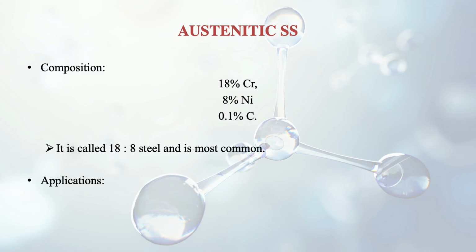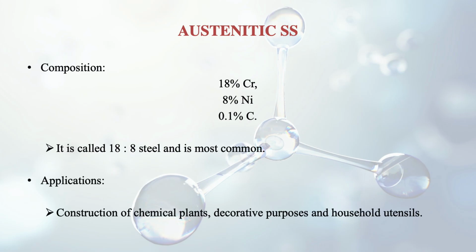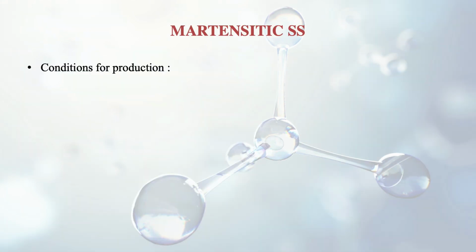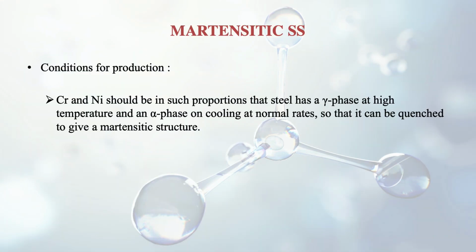Its applications are in construction of chemical plants, decorative purposes and household utensils. So you see in your kitchens and all, these things are made of austenitic SS, and even in the chemical plants, if you see different kinds of material storing boxes and all, these are also made of this austenitic SS.